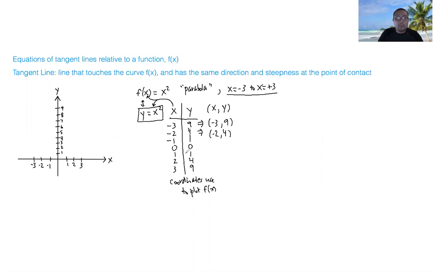So let's plot this up. -3, 9, that's up here. -2, 4. -1, 1. 0, 0. 1, 1. 2, 4. And 3, 9.